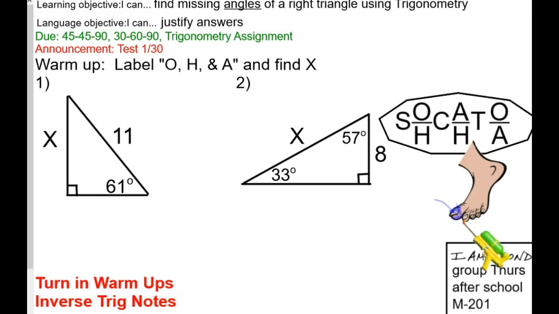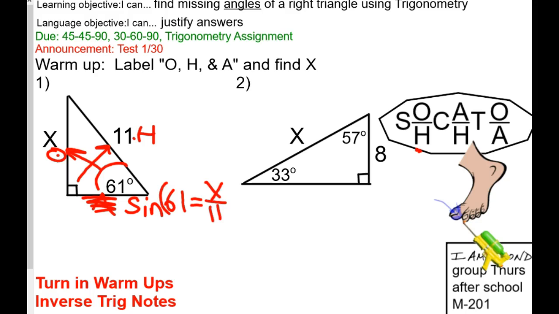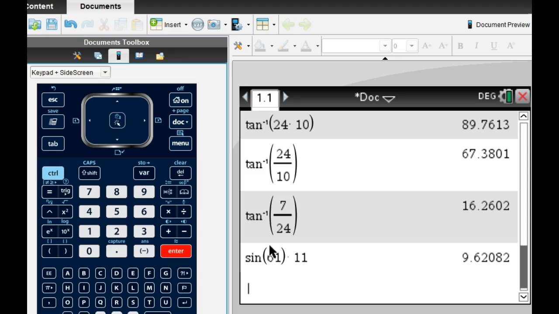On our warm-up, starting from 61, we labeled O, H, and A. We crossed out A. Then we figured sine of 61 equals O over H, which is X over 11. To get rid of the divided by 11, we multiplied by 11. We typed it in, and we got 9.62.